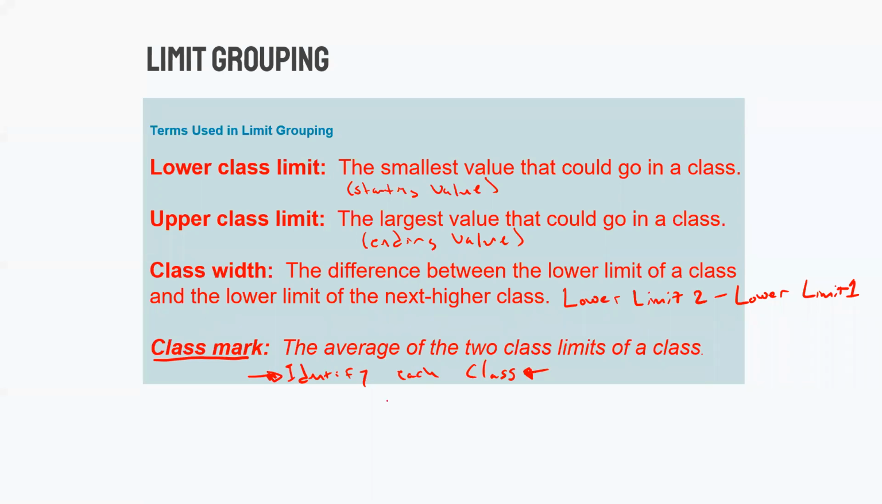So this class mark is also sometimes referred to as the class midpoint. And it's just the average of the two class limits. So the average of this and this, and it's just a way to identify the classes or write them.